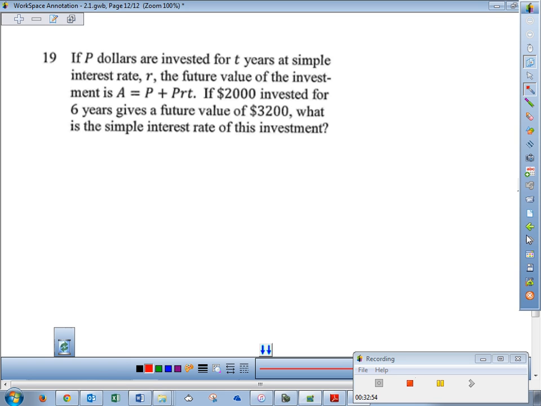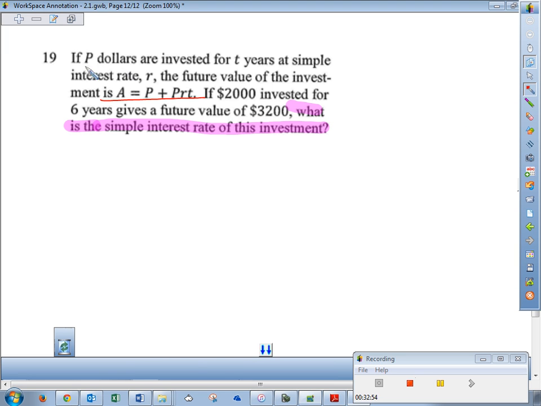Last one. If P dollars are invested for T years at a simple interest rate of R per year, the future value of the investment is this cool formula. If $2,000 is invested for 6 years and gives a future value of this much, what is the simple interest rate of this investment? Again, finding the question: what is the simple interest rate? What are we going to solve for? A, P, R, or T? We're going to solve for R. So we should know everything else.